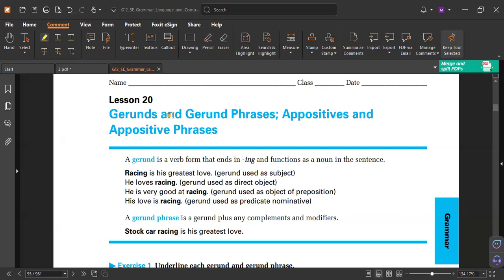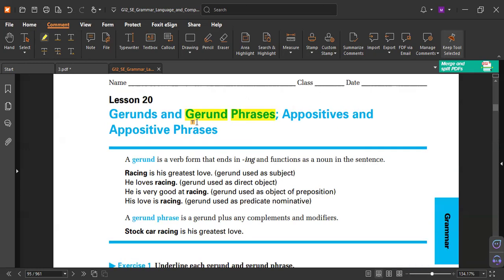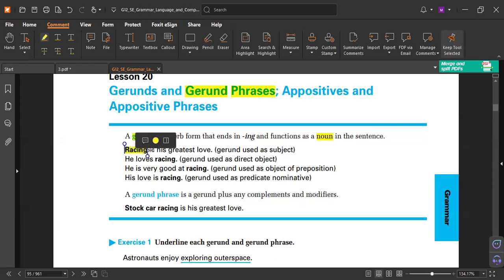The new phrase, we call it in English a gerund phrase. And what is a gerund? Gerund means verb plus ing, like a present participle phrase. But the gerund can be a noun. This is a problem. Remember, the gerund can be a noun. That means the gerund can be a subject, like that: Racing is his greatest love. He loves what? Racing.